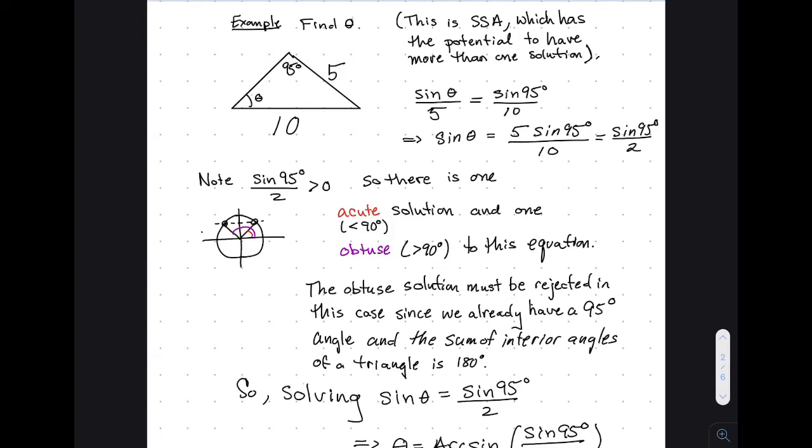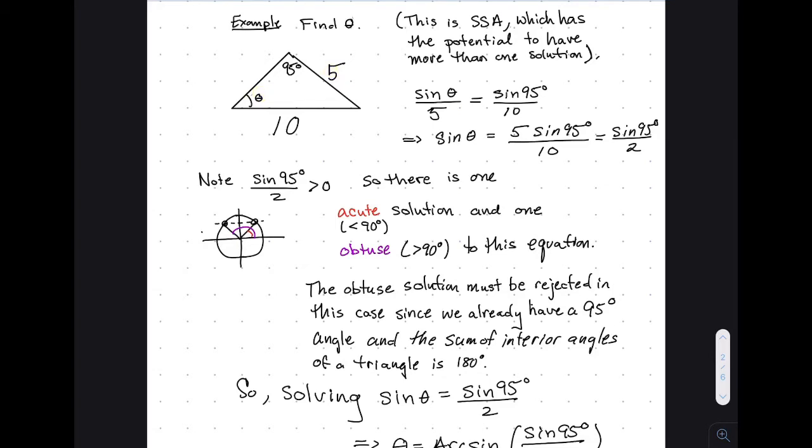Let's find theta in this triangle. So we have now two angles and two sides. We need the one angle. So we identify the pairs and write sine of 95 over 10, and that's equal to sine of theta over 5.